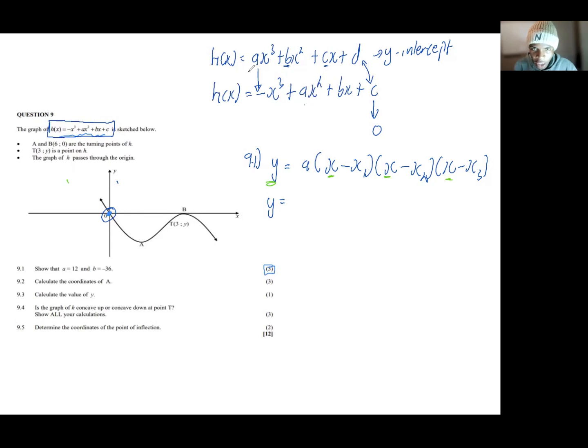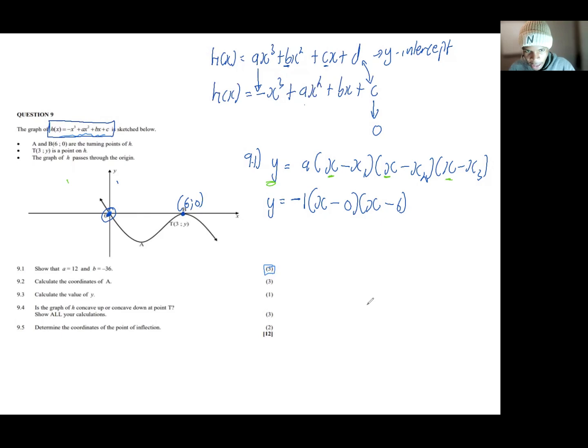For our a value, we can see that we are already given negative 1 there. So this is negative 1. We're going to keep the x, and then what is root 1? The first intercept that we are seeing there is 0. Then we're still going to keep this x. The second intercept that we are seeing here, remember we are given the coordinates, this is 6:0. The second intercept that we are seeing there is 6.